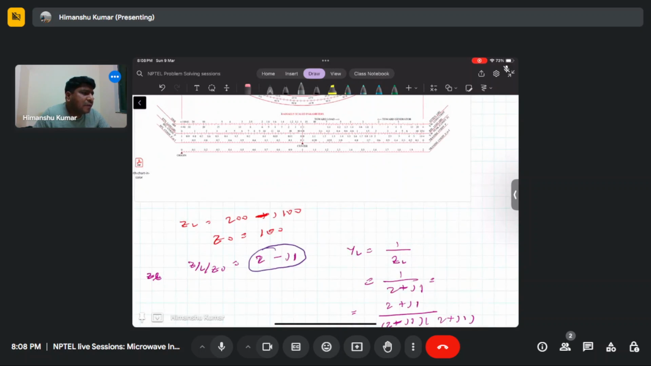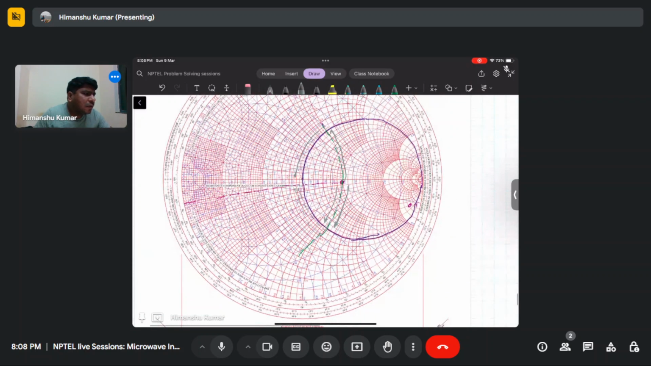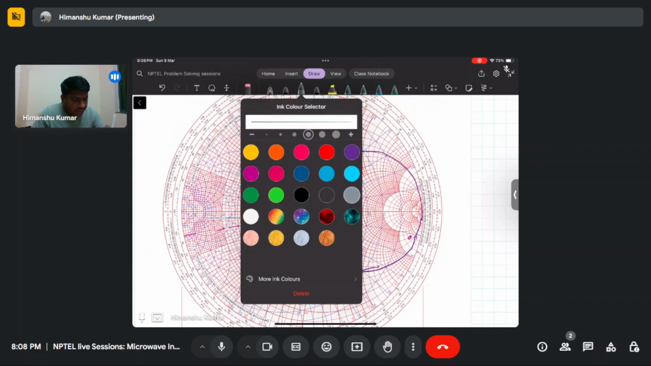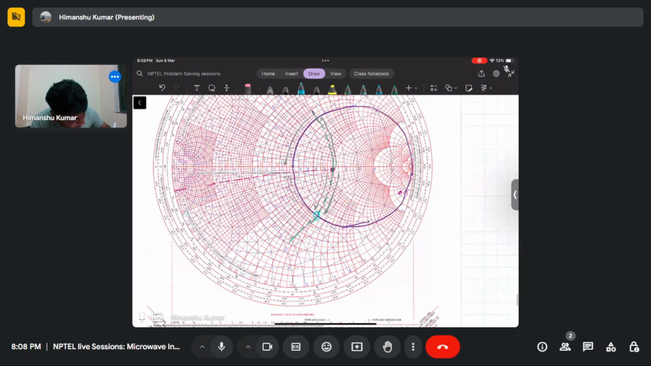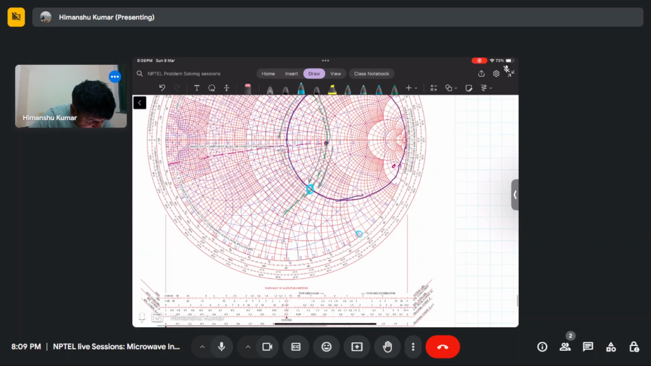Normalized admittance. So this will correspond to 0.5. Now we need to find this point. We need to find what is the admittance corresponding to this point. This point is given as 0.5. So the reactance is 0.5, and the admittance is also 0.5. So this admittance is 0.4. Just wait. I think something is wrong.